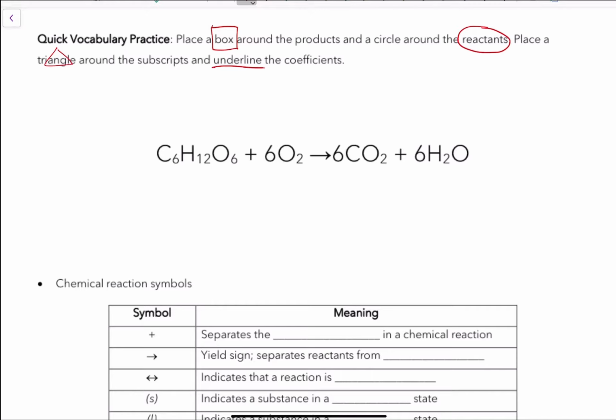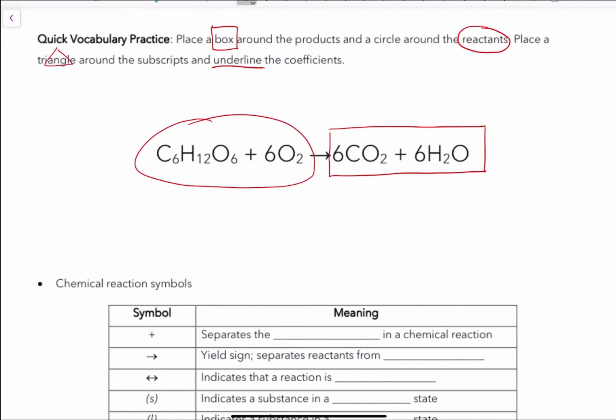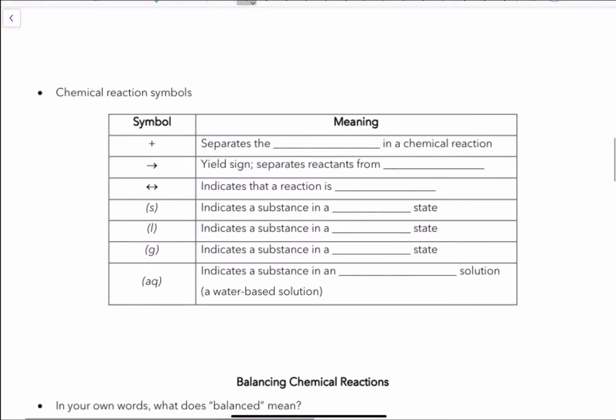Okay, it should look like this. If you put a box around the products, you had a box to the right side of the arrow. And then if you were to circle the reactants, you circled the left side. A triangle around the subscripts, you should have had this. And if you put a triangle here and here, that's fine as well. Just make sure you know that those are both 1. And then underlining the coefficients looked like this. And if you underlined this and wrote a 1, that would be fine as well. All right, so now you know the vocab. Let's move on.